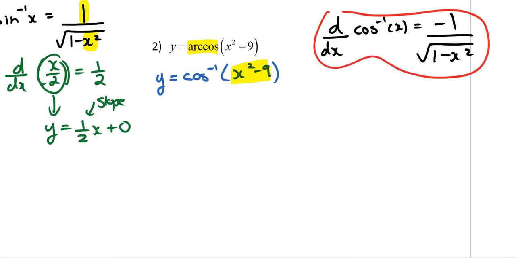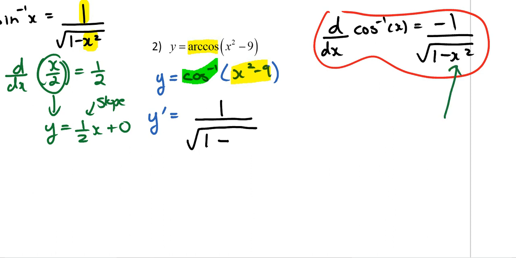Alright, let's take the derivative, so I need y prime. So now I'm taking the derivative of the inverse of cos, so that's going to be 1 divided by the square root of 1 minus. Okay, so the rules say I need to take my x term and square it, so this right here, I mean, that's my x term, right? And I need to square that, so that's going to be x squared minus 9 all squared.